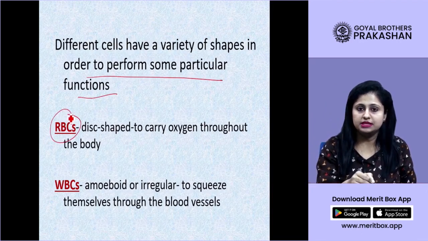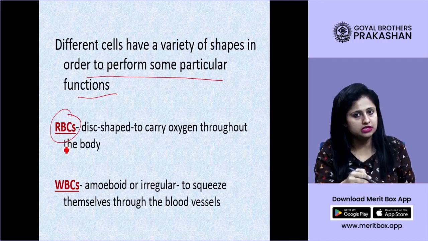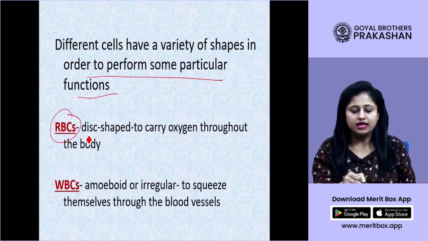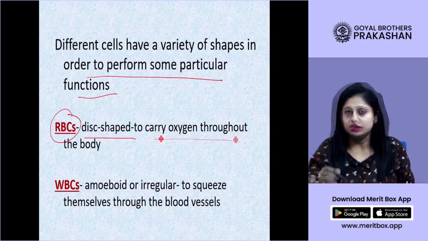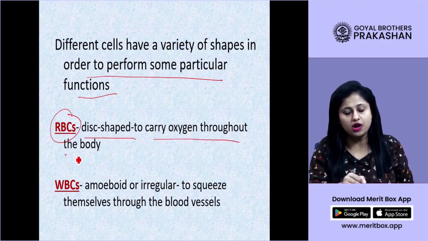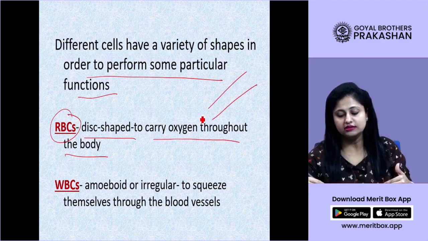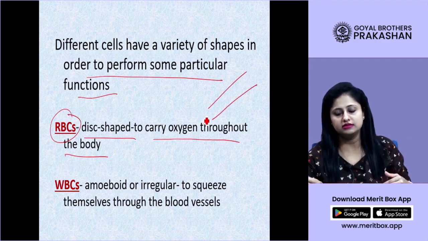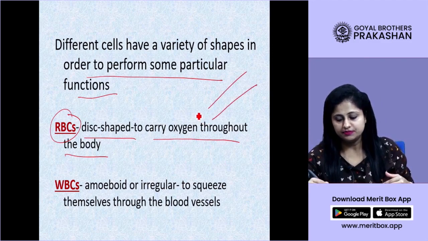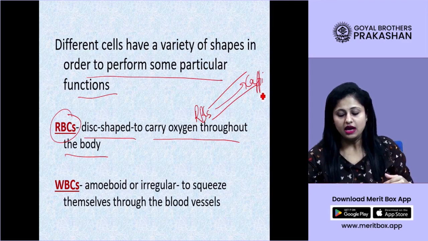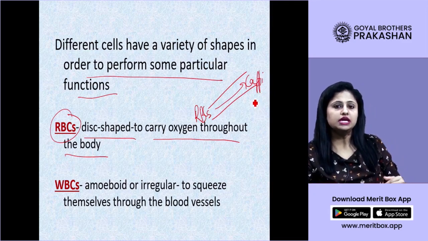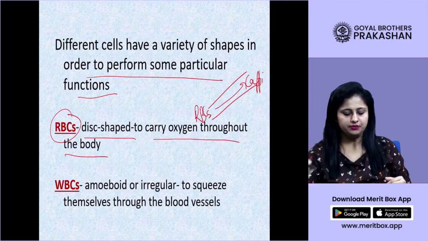For example, RBCs, red blood corpuscles or red blood cells. They are disc-shaped to carry oxygen throughout our body, so that these RBCs can easily go through the blood capillaries and reach each and every part of our body.